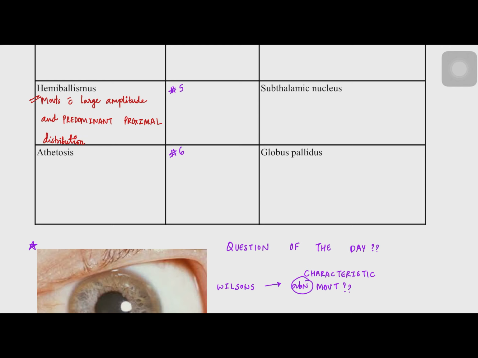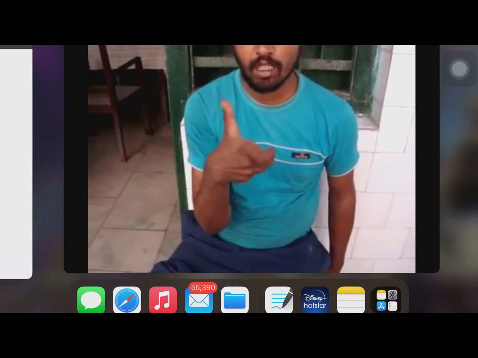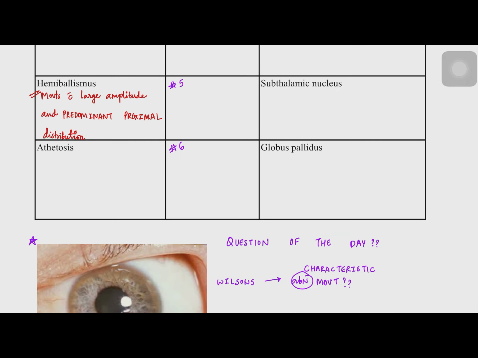Now the last movement disorder which we are going to discuss is athetosis. So what is athetosis? Athetosis is basically slow, distal, rhythmic, involuntary movement with a propensity to affect the arms and hands. You can see the video graphics of athetosis. As you can see, the movements are slow, they are distal, and they are involuntary, with more propensity to affect the arms and hands. So this was athetosis. The lesion in athetosis is due to involvement of the globus pallidus.